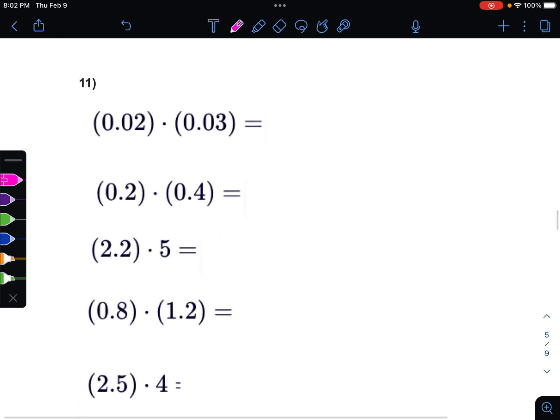Ooh, multiplication. Okay, remember we talked about multiplication earlier. For multiplying, you get to ignore the decimal and just deal with the digits. So let's do the digits. I've got a 2 and I've got a 3. 2 times 3 is 6.